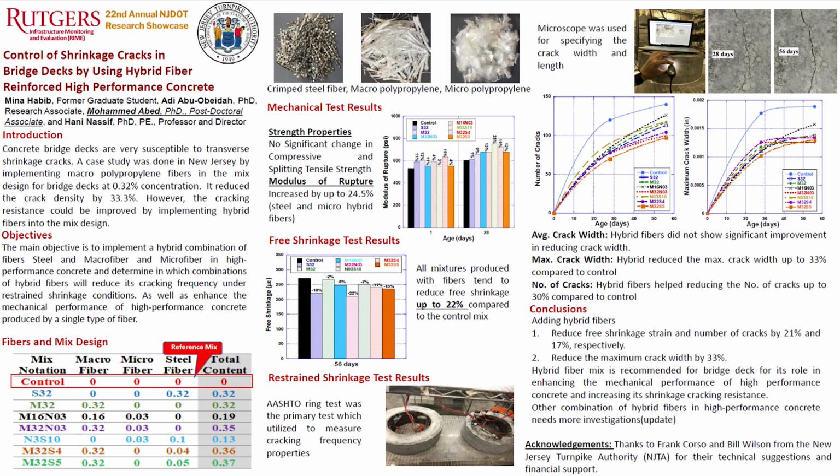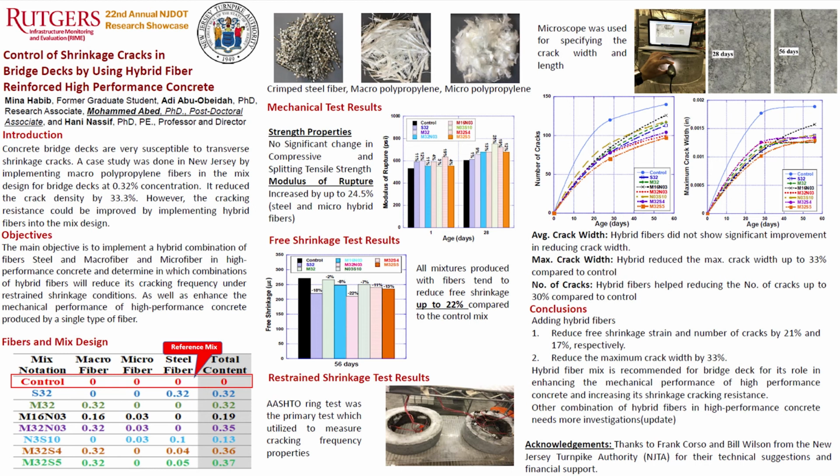It's worth mentioning before following to the results that the Ashtor ring test was the primary test utilized to measure cracking frequency properties. Firstly, the mechanical performance of hybrid fiber reinforced high-performance concrete was investigated, and the results were as follows. Compressive strength improved at early ages, but this improvement became less pronounced at later ages.